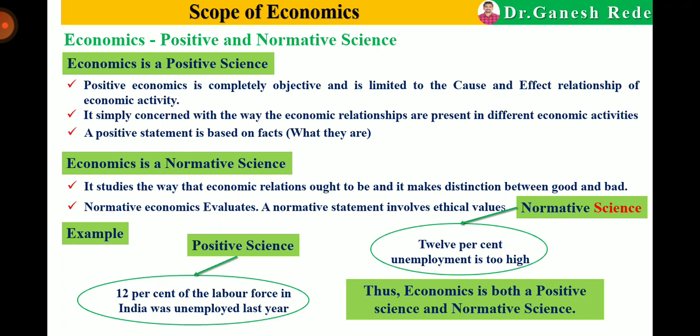On the other hand, if economics is a normative science, it studies the way economic relations ought to be, and it makes a distinction between good and bad. If prices increase, whether it is good or bad is the concern of normative science or normative economics. So normative economics evaluates, meaning it decides whether something is good or bad. A normative statement involves ethical values.